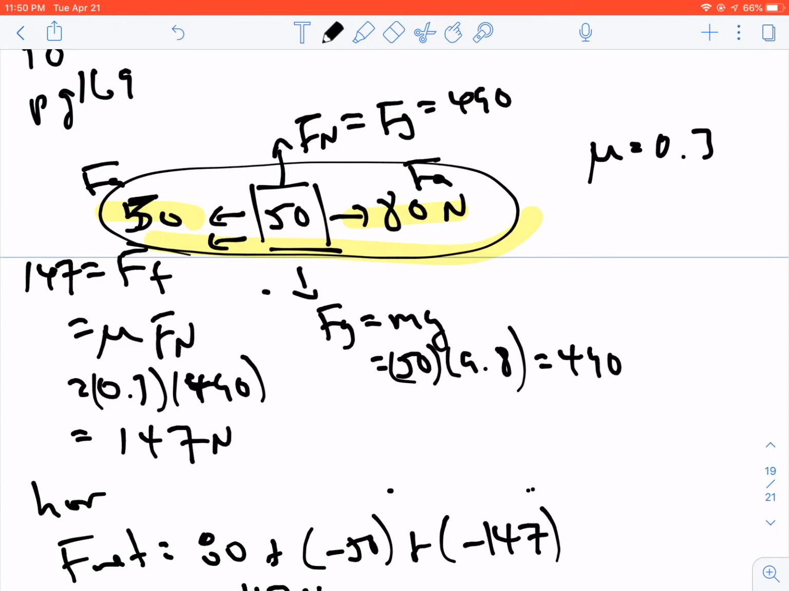Friction can only resist the motion. So the acceleration here of this crate is actually going to be 0 meters per second squared, because there's not enough applied force to overcome the frictional force, so friction is just going to basically shut her down.